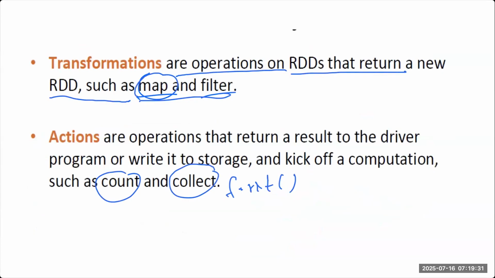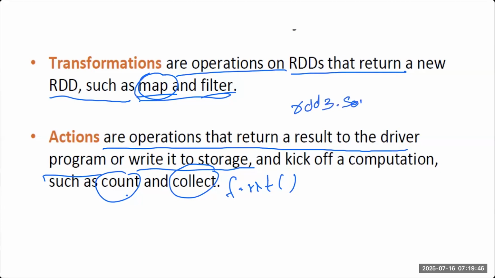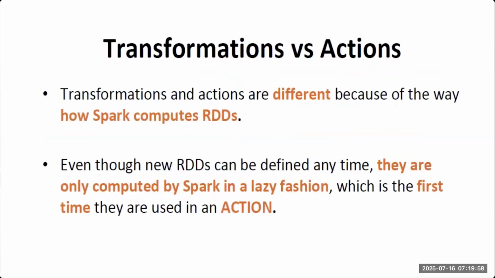And what will an action do? An action is an operation that returns a result to the driver program or writes to storage. Let's suppose when I did the count, it's sent to the driver. I may also, let's suppose my final RDD is RDD3, save it using saveAsTextFile, and then give the location where I want to save. We'll see how to save and all those things in the RDD.